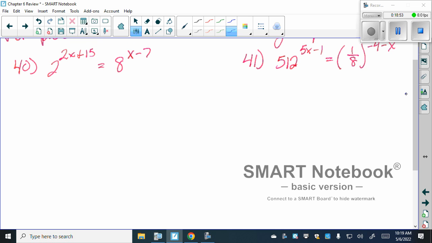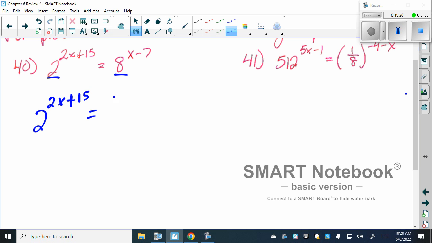These here, 2 to the 2x plus 15 equals 8 to the x minus 7. Most likely, if we have variables on both sides in the exponents, this is going to be one of the ones that I called the one-to-one property. The book called it something different. But what we're trying to do to start with is to get these two numbers to be the same. Well, 2 is as simplified as it gets.